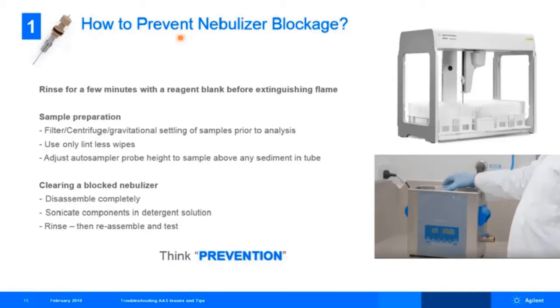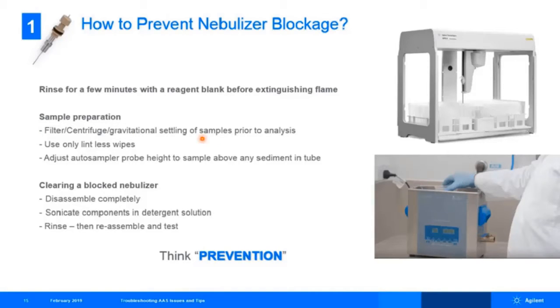So let's think about some of the things that we can do to help prevent nebulizer blockage that might occur with your flame atomic absorption system. Now, of course, there's a number of things that we can do. And one of the most important of those is to work with a rinse solution, a reagent blank solution, to rinse the nebulizer between samples, but especially to rinse for a few minutes at the end of the run before we extinguish the flame. That allows us to wash out any remaining sample residue from the nebulizer and can help to prevent blockage occurring.